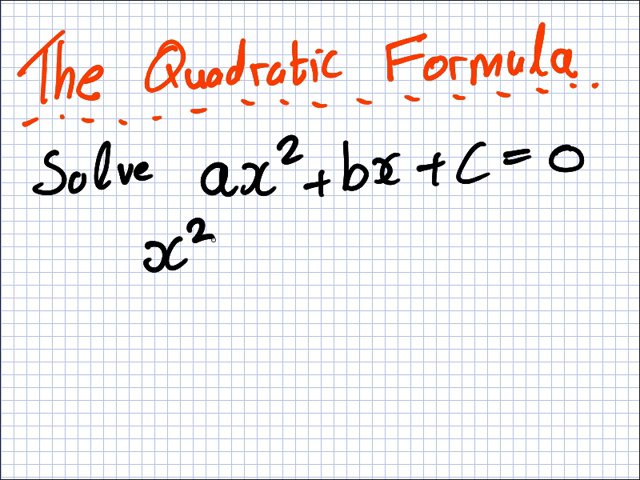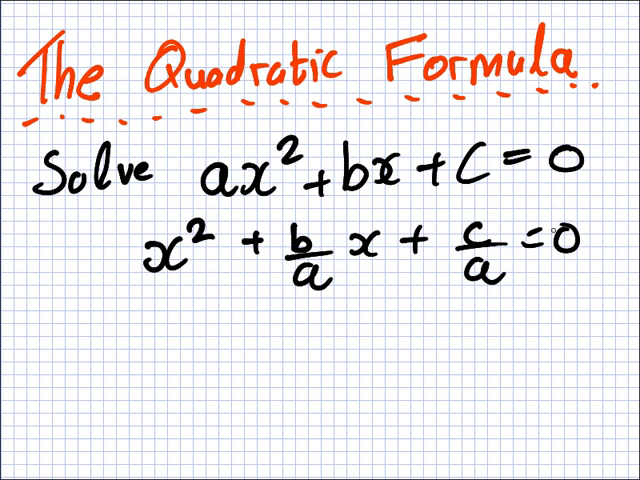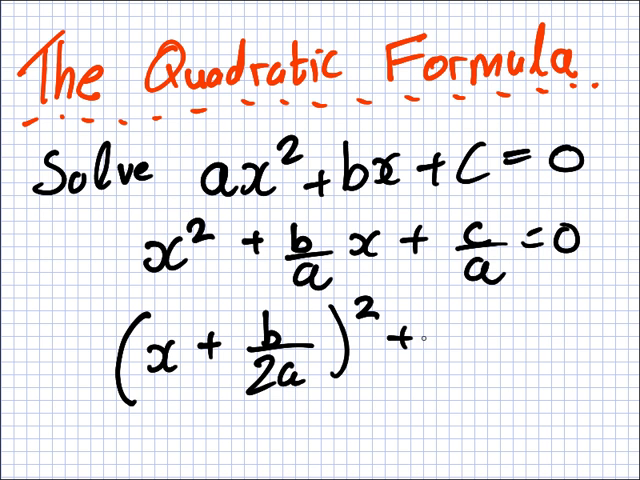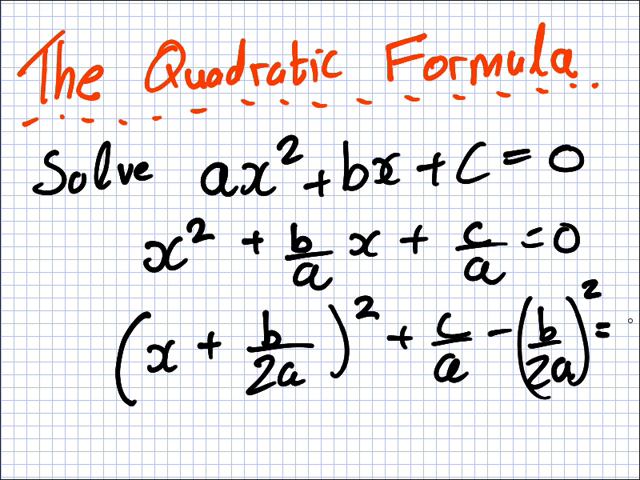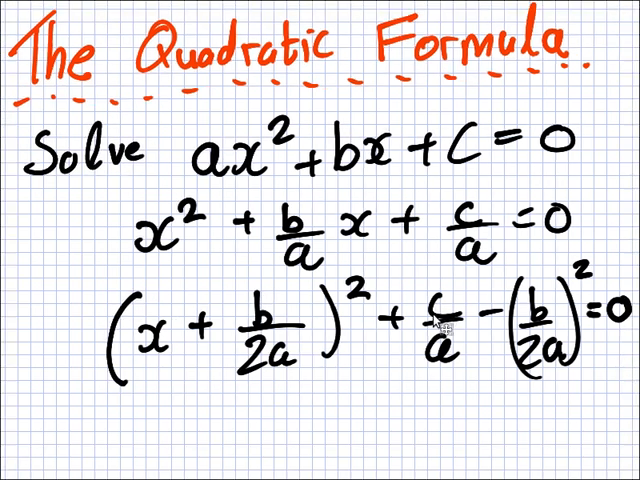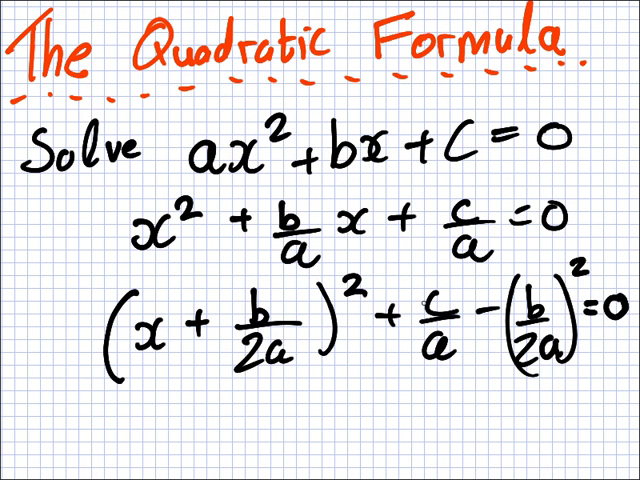What I'll do first is divide by a. So I'll get x squared plus b over a x plus c over a equals 0. Then I'll complete the square. So that'll be x plus b over 2a squared plus c over a minus b over 2a squared equals 0. Right, I'll just give you a minute to write this much down.